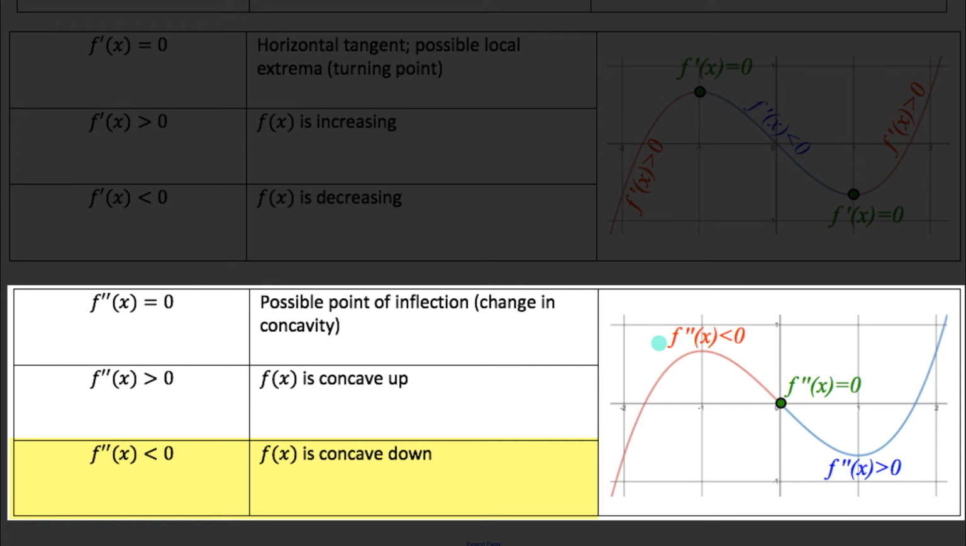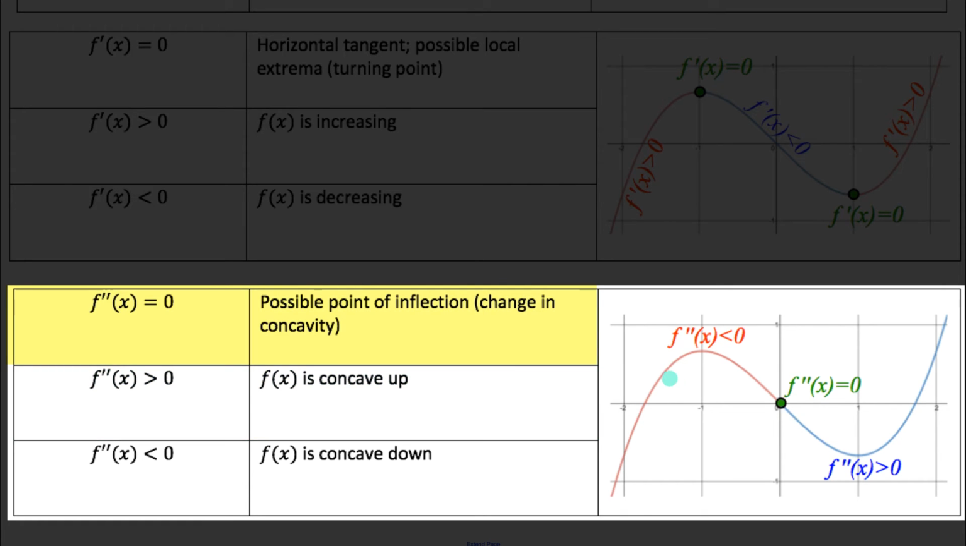Any tangent line drawn would have the function below it. And if we think about what's happening to the slope of the function over that red interval, the slope of the function is decreasing, which means the second derivative is negative. In the blue section, the slope of the function stops decreasing and starts increasing. So since the slope is increasing, that means the second derivative is positive. And graphically speaking, it means it's concave up.